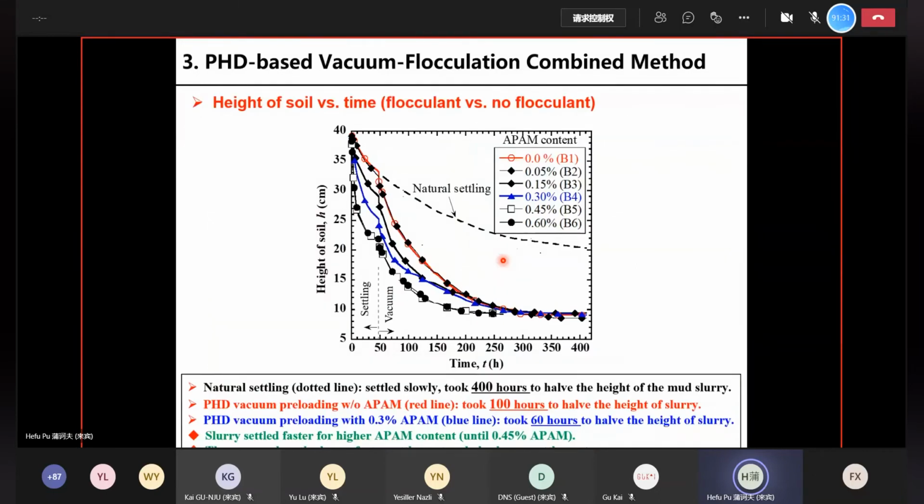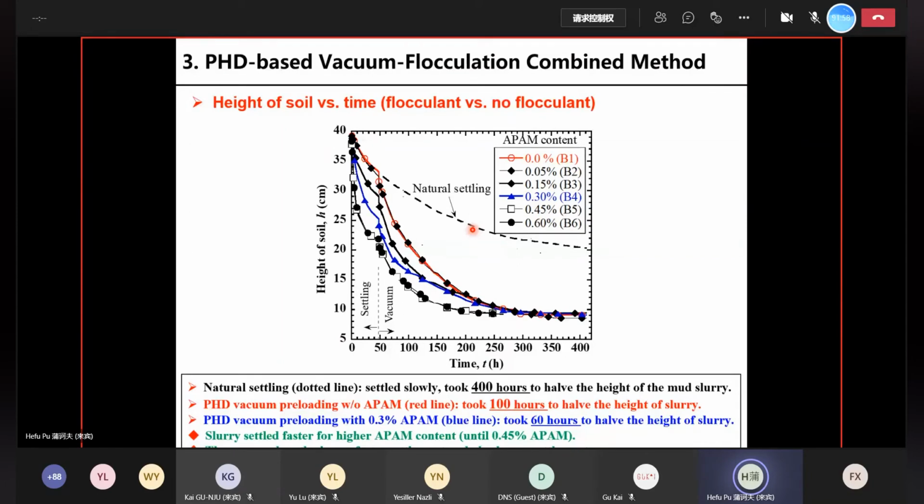So this is the height of soil versus time. We tested different contents of flocculant versus no flocculant. On the top, the natural settling depth curve is for the case without flocculant and also without vacuum. So it's all natural settling. This is what happens when you place the mud slurry into a disposal site without any treatment.